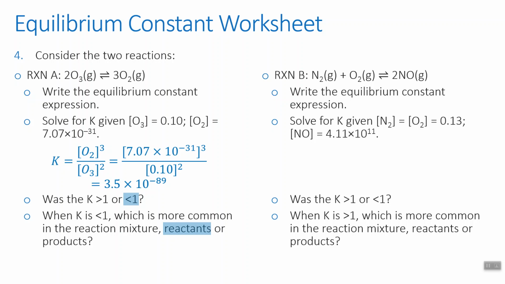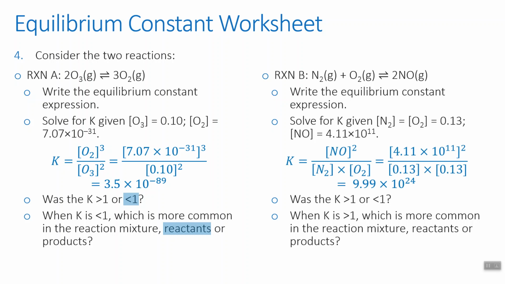Now in reaction B, we have a different equation. So we're going to go ahead and write our K expression and plug in values. And we get 9.99 times 10 to the 24. So that's a huge number, right? That's like a 999, and then there's 22 zeros that come after that. So since K is so large, the reaction mixture is going to be mostly products.